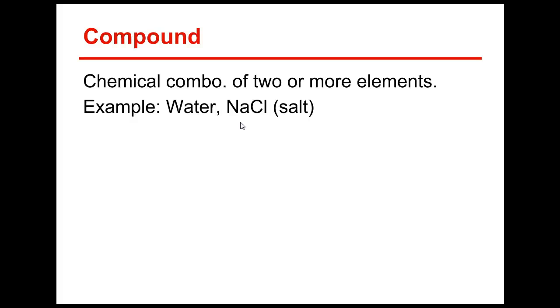A molecule is more than 1 atom put together. Now you can have a molecule that's also an element. For example, if we have O2, it would be 2 atoms of oxygen, but it would still be considered an element because it's pure, it's all oxygen. Whereas when we put oxygen in H2O, it's still a molecule, but it becomes a compound.